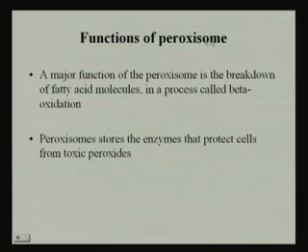If we look at the function of the peroxisome, its major function is to break down fatty acid molecules through beta oxidation. Peroxisome stores the enzymes that protect the cell from toxic peroxides.